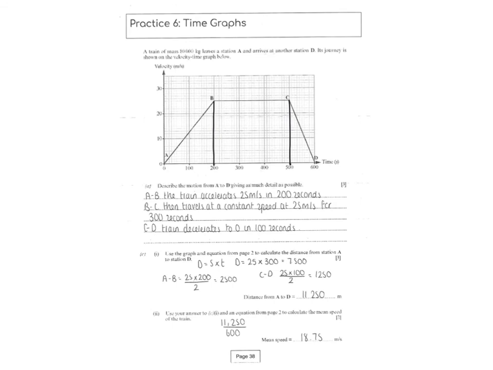Use your answer to find the mean speed. So speed equals distance over time. The distance it travelled, 11,250. The time it took, 600 seconds, which gives an average speed of 18.75 metres per second.